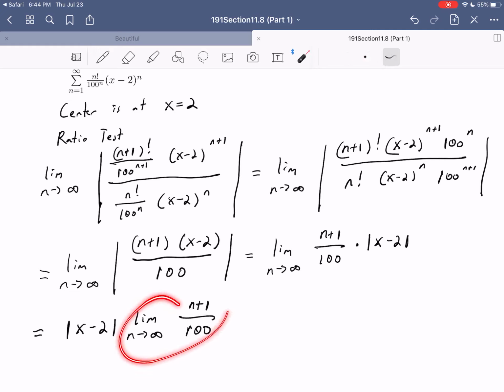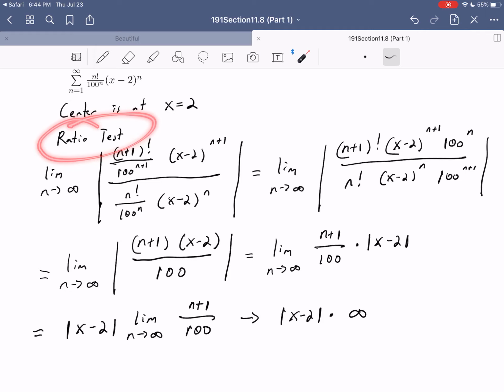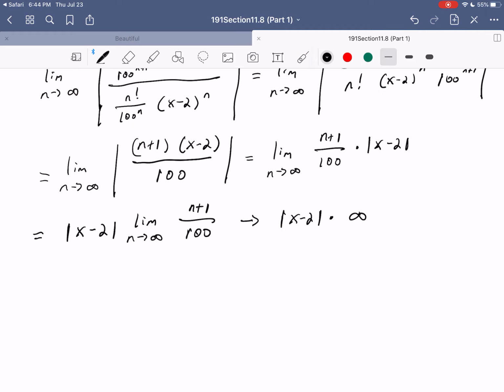Okay, what happens with this limit? Well, as n goes to infinity, obviously 100 is a big number, but n plus 1 is just going to get larger and larger. This is going to go to absolute value of x minus 2 times basically something that becomes infinite. Remember, for the ratio test, for this to converge, this needs to be less than 1. So to converge, the absolute value of x minus 2 times infinity has to be less than 1.